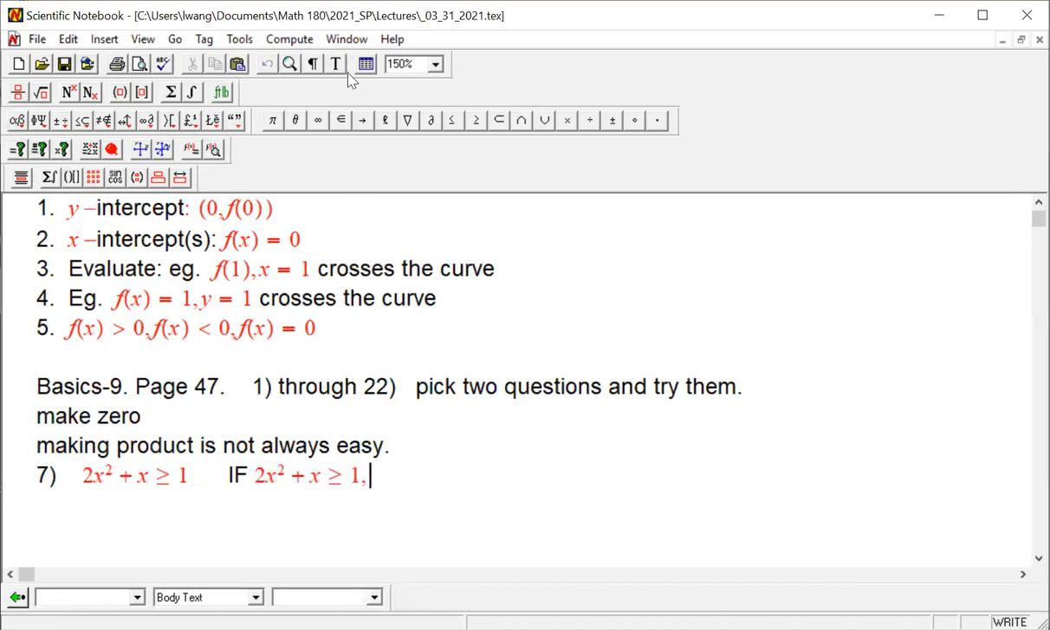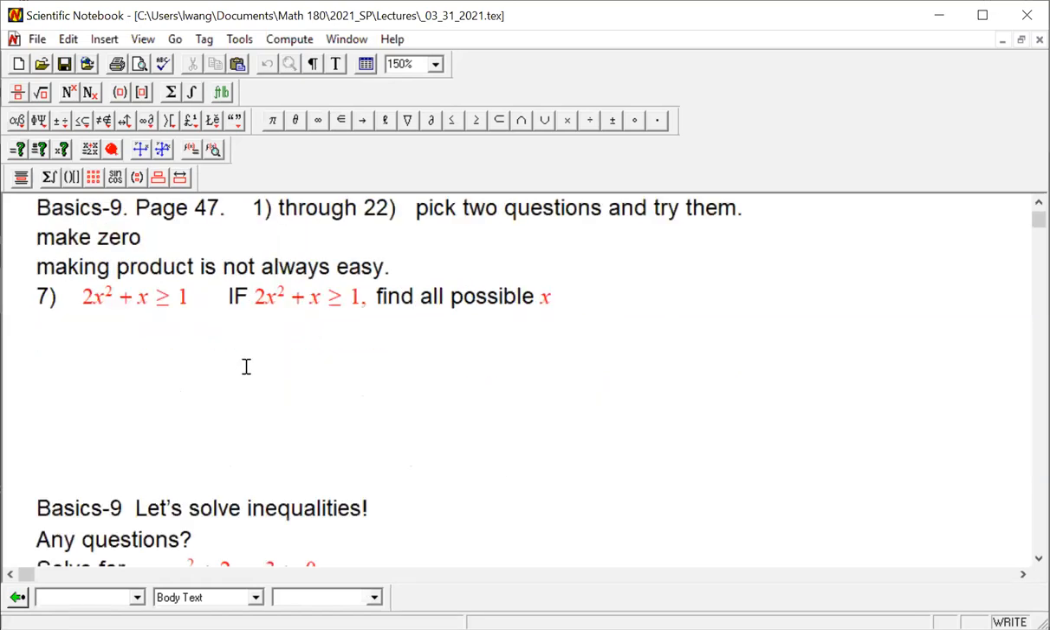find all possible x. So what do we do? Get everything to one side. That's right, making 0. That's just one idea.